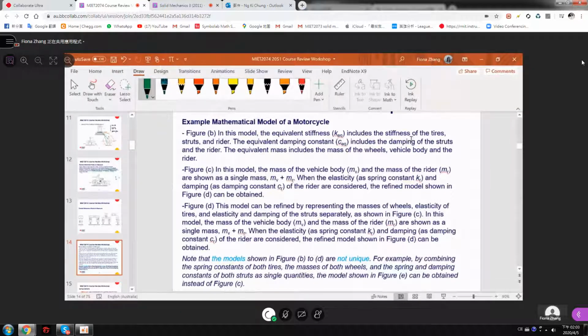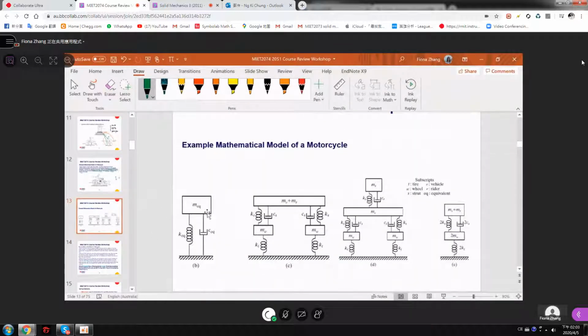constant, including the damping of the struts and the rider. Right. So equivalent mass includes the mass of wheel, vehicle body, and the rider. Okay. So it just makes one mass system. So it tells you what is the K equivalent, C equivalent, M equivalent.